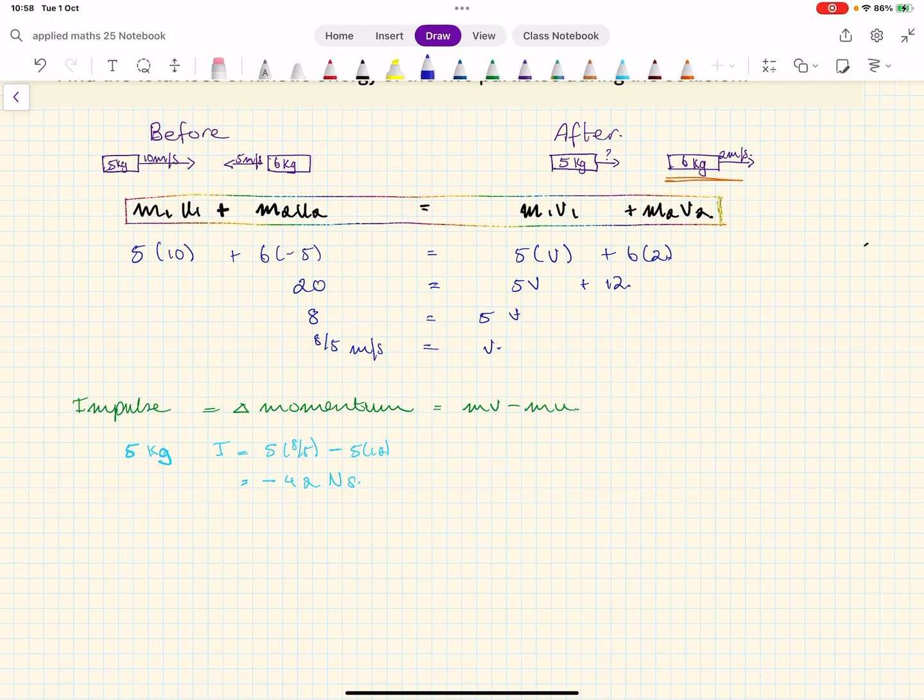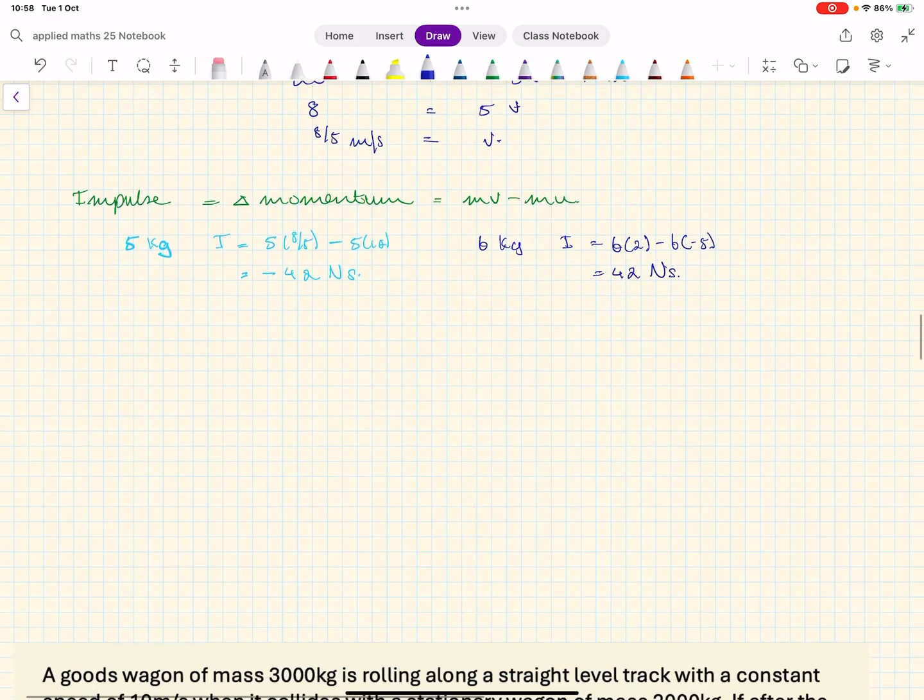Then if we're looking at the 6 kilogram particle, our impulse is going to be the same. It's going to be 6 times 2 minus 6 times minus 5, which is 42. And again, notice that the impulses have the same magnitude but opposite direction.